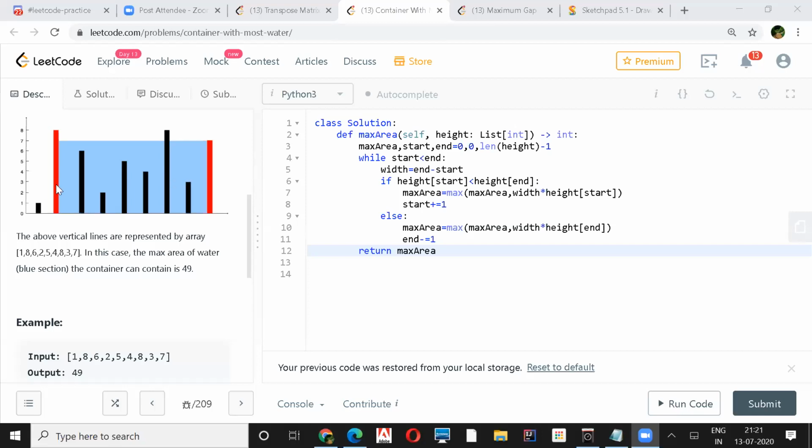As long as my start is less than my end, meaning in this situation this one is bigger, this is smaller, the amount of water content will be equal to the height of the smaller one times the width. So I keep on increasing the start, and the other way, if end is smaller, I keep on decreasing it, and just update the max area globally each time.